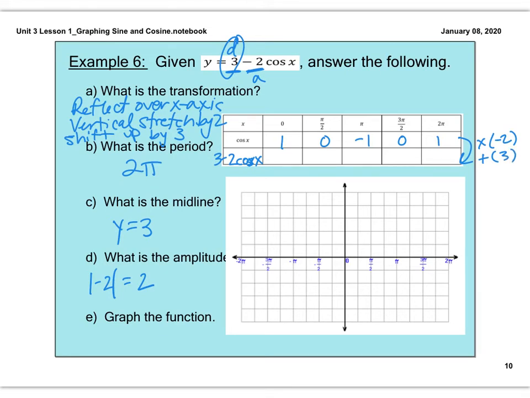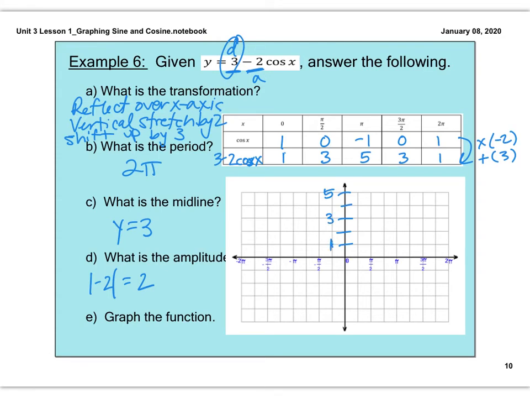Now think of PEMDAS, order of operations, do multiplying first. So 1 times negative 2 is negative 2, and then plus 3 is 1. 0 times negative 2 is still 0, and then add 3. Negative 1 times negative 2 is 2, and then add 3. You get 5. 0 times negative 2 is 0, add 3. And 1 times negative 2 is negative 2, add 3, you get positive 1. So you can see our values are going to range from 1 to 5. So as I think about how I want to label my y-axis, I have to get up to a 5 at some point. And so I'm going to count by ones.